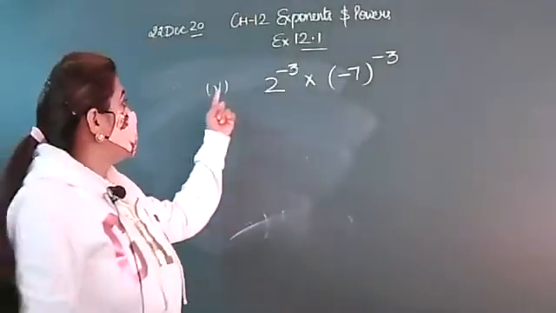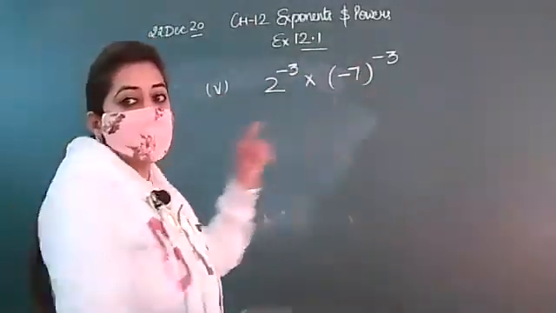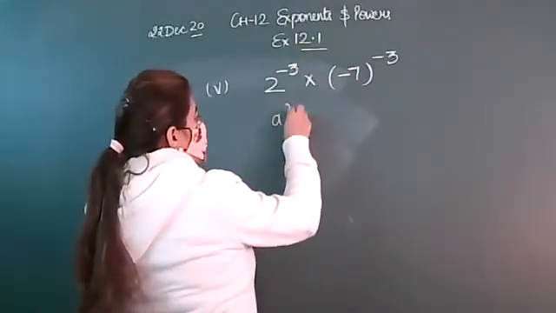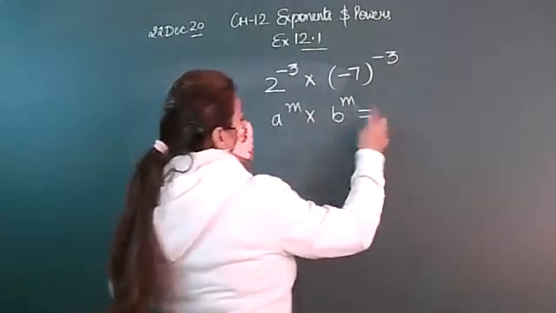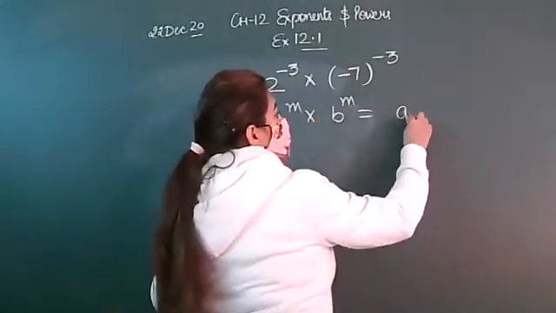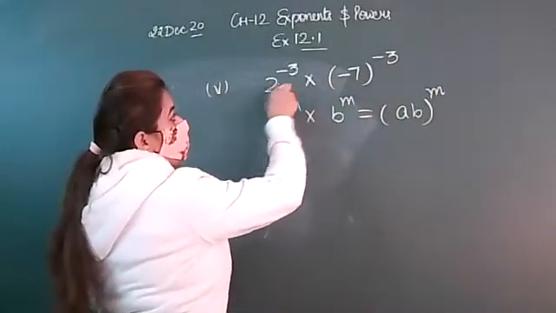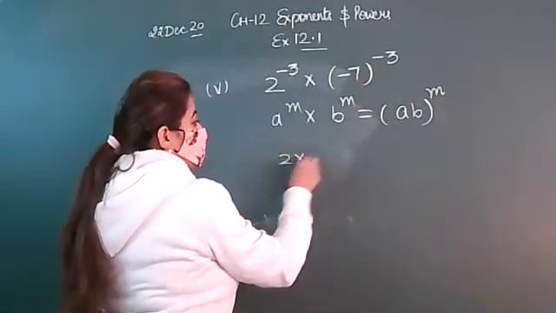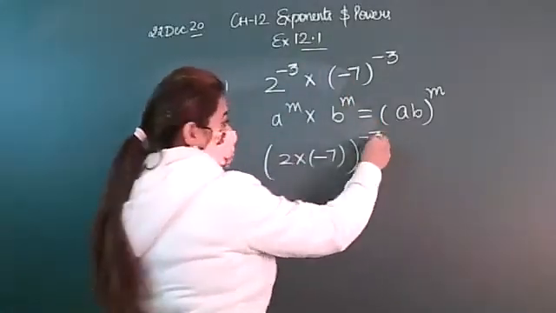Yes, look here. Fifth part we are starting. Again, the bases are different, but the powers are the same. So you will use the same law, a raised to power m into b raised to power m. Bases are in the multiplication form, so you will multiply the bases and the power will be written 1 time. In the same manner, bases are different, so you will multiply the bases and the power will be written 1 time.